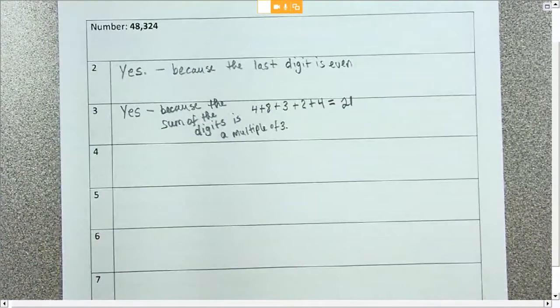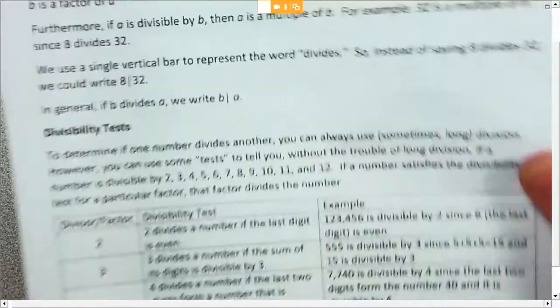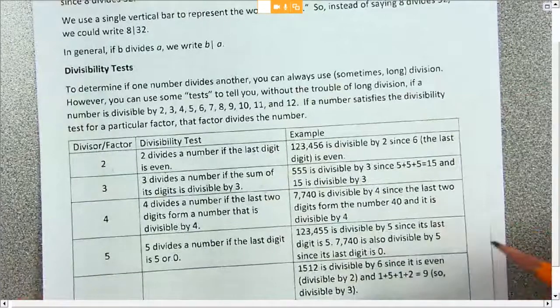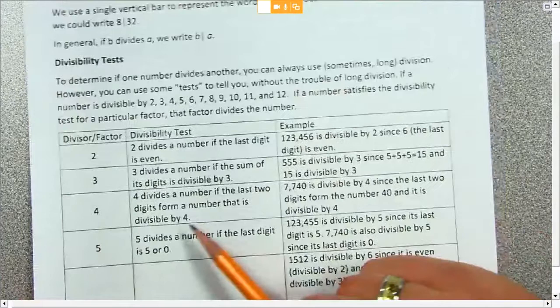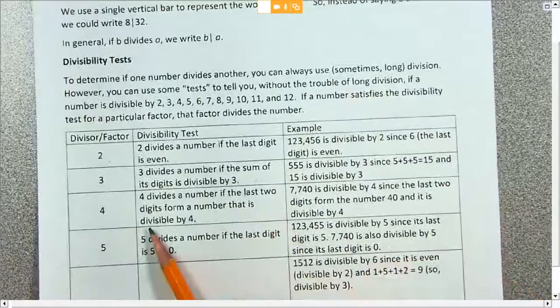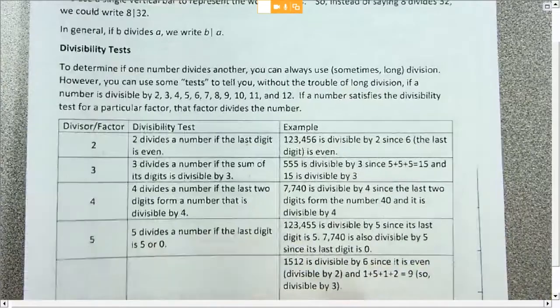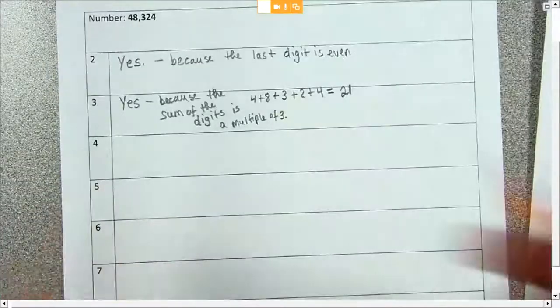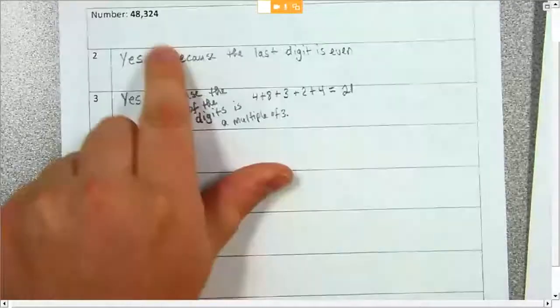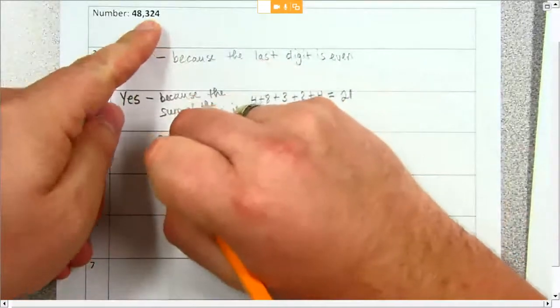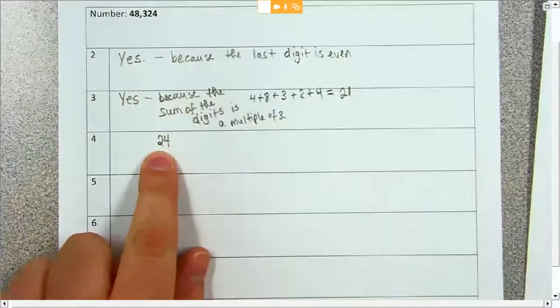All right, let's look at 4. So is it divisible by 4? So I'm going back to the divisibility test. So 4 divides a number if the last 2 digits form a number that is also divisible by 4. So if you're testing 4, you're going to look at 2 digits. What are the last 2 digits in this case? 24. So 2 and 4 form the number 24. Is 24 a multiple of 4? Yes. So is this big number.